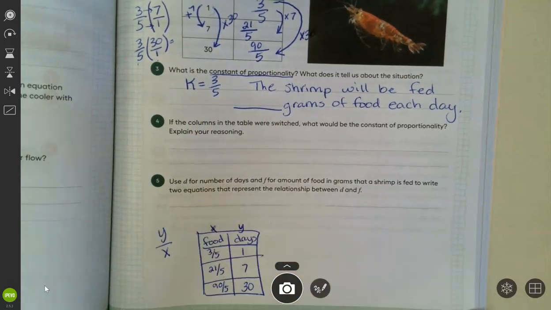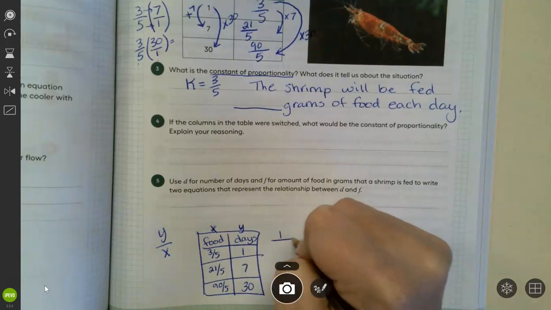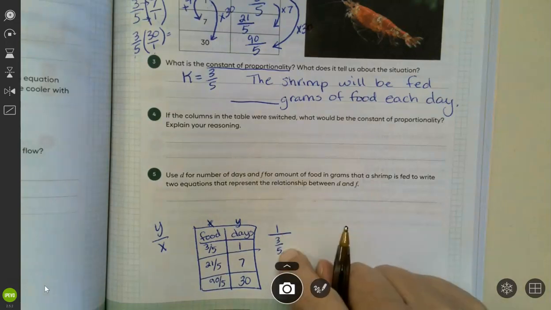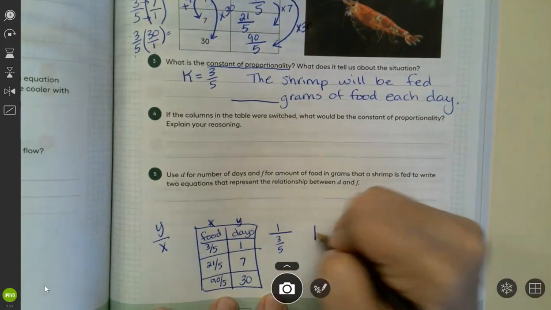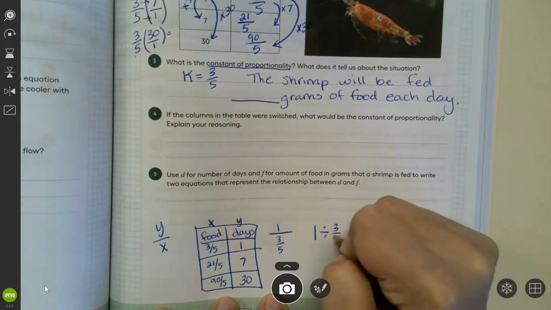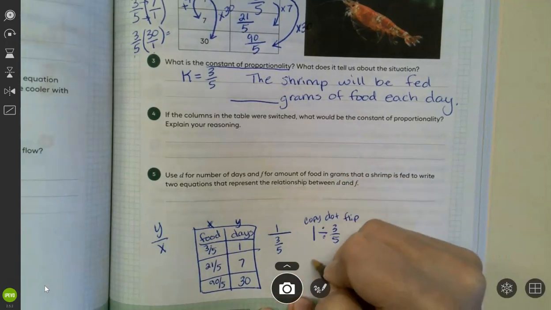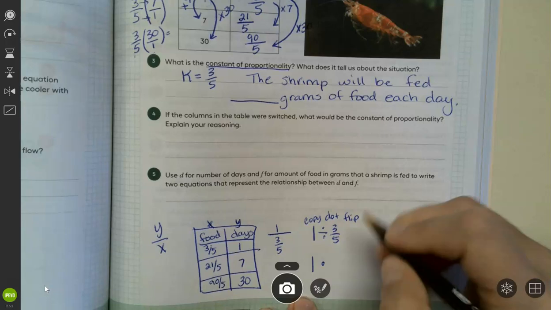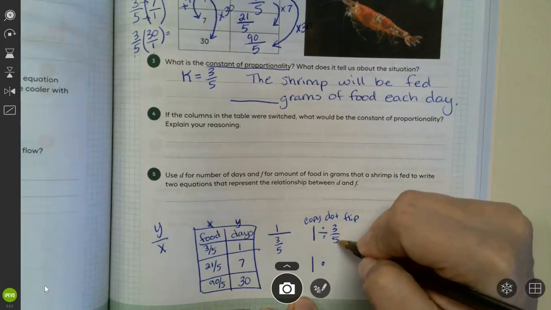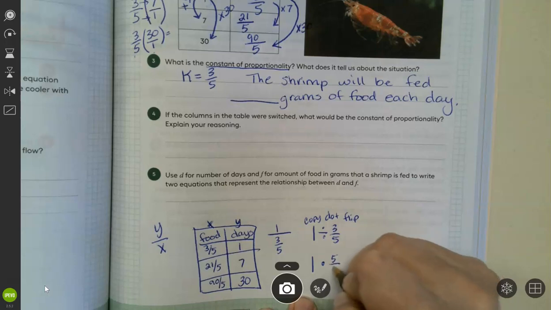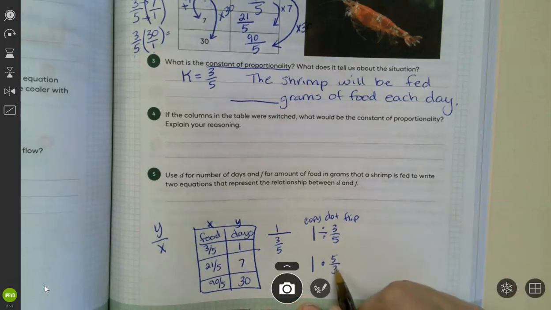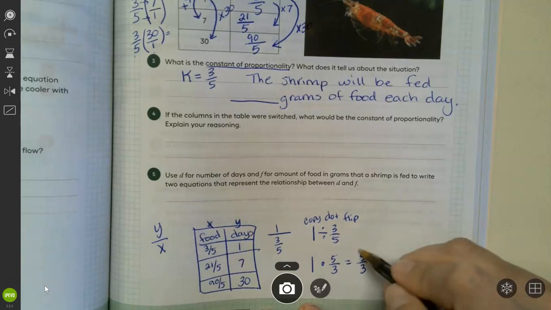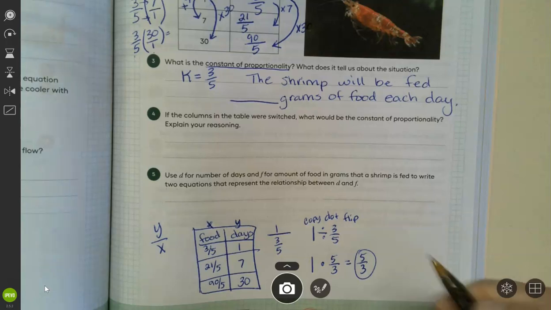Y over x. So I'm going to take 1 over 3/5. This looks really weird, right? I have a whole number divided by a fraction. We did dividing fractions. I can write 1 divided by 3/5. This was just copy dot flip, right? So I'm going to copy the 1, change the division to a multiplication, that was the dot, and then we're going to flip the next fraction. So instead of 3/5, I get 5/3. 5/3 times 1 equals 5/3. So our constant of proportionality, 5/3.